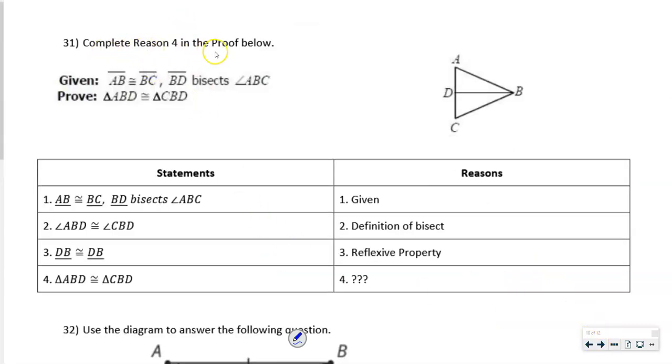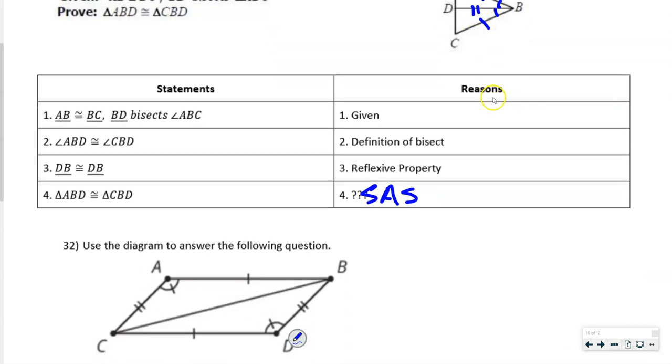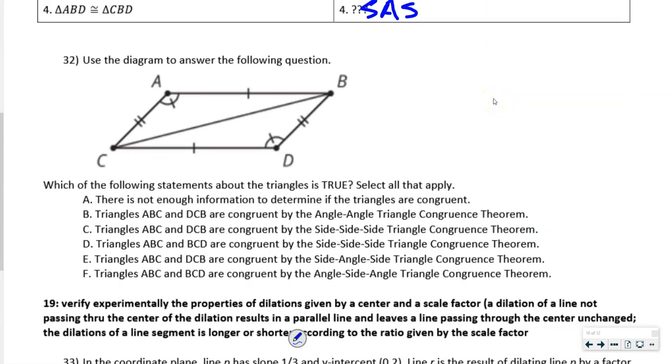31 says, complete the reason for the proof below. So it says AB is congruent with BC. We do have a shared side, don't we? And that BD bisects angle ABD. So that means these angles are going to be congruent right here, okay? And all that given information is there. It says ABD is congruent to CBD, that's the definition of bisect. So why is this triangle congruent with the one below? Isn't that going to be side, angle, side? Indeed, it is. Okay. All right, use the diagram to answer the following questions. Which of the following statements about the triangles is true?